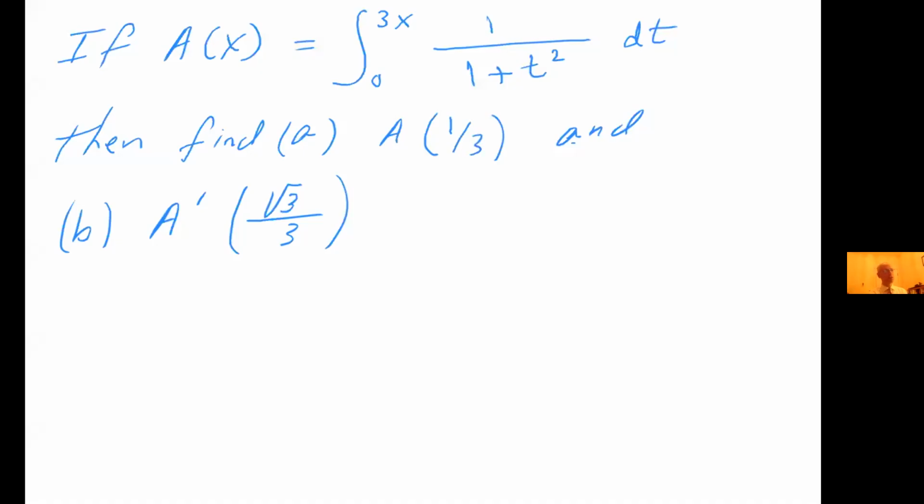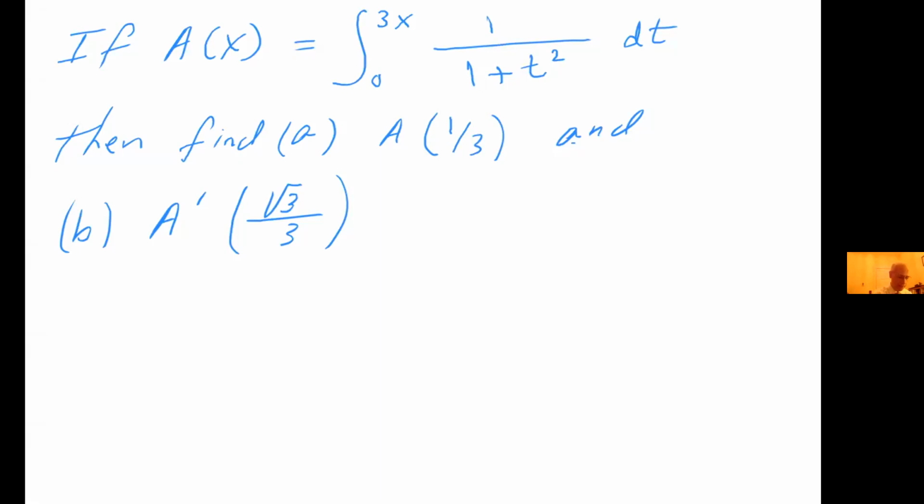Hello, Math 152. If A of x equals the integral from 0 to 3x of 1 over 1 plus t squared dt, then find part A, A of 1/3, and part B, A prime of root 3 over 3. So let's look at part A. Of course, we're using the fundamental theorem of calculus. We are asked for part A to find A of 1/3.